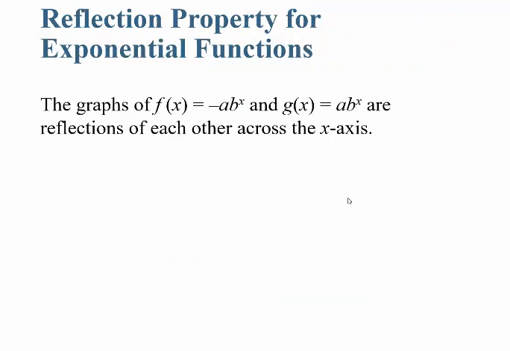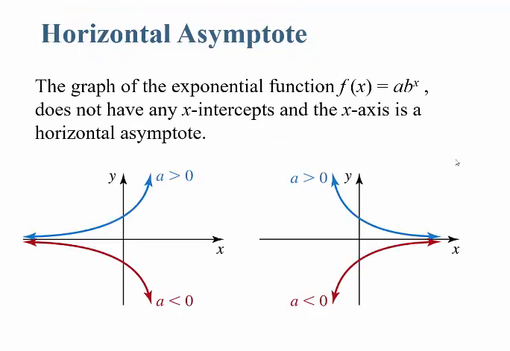All right, so now let's talk about the following. If f(x) is equal to negative a times b to the x and g(x) is equal to a times b to the x, these are reflections of each other in the x-axis. So what the negative value on the a does is it flips the graph. The graph of the exponential function f(x) equals a times b to the x does not have an x-intercept, never, and the x-axis is always the horizontal asymptote.